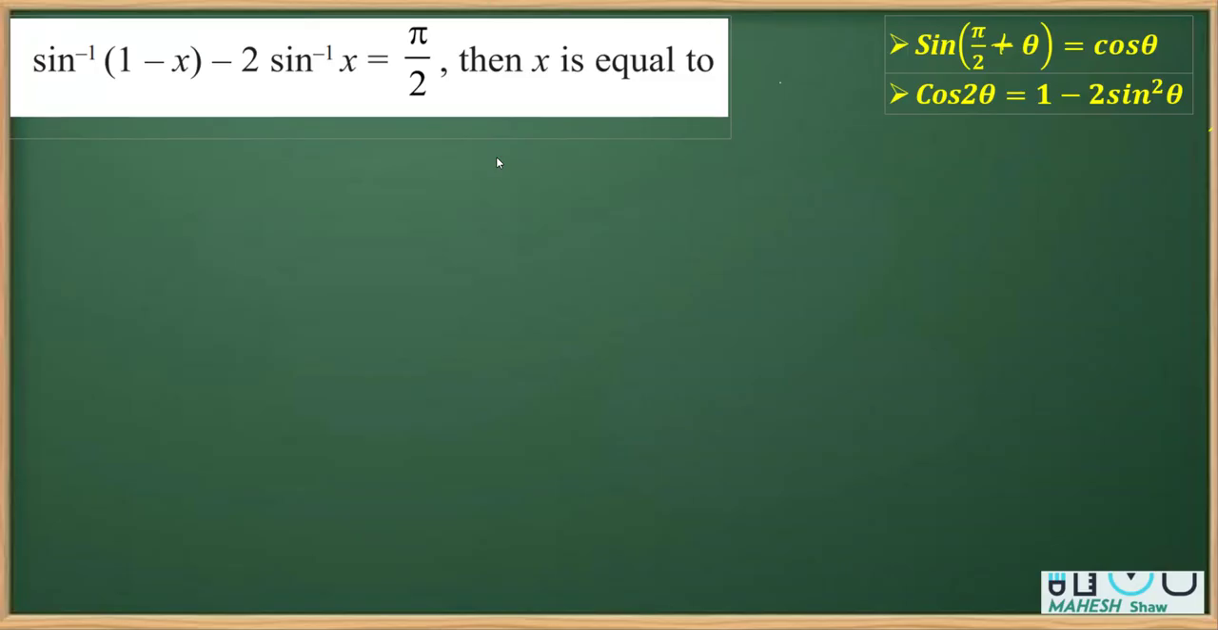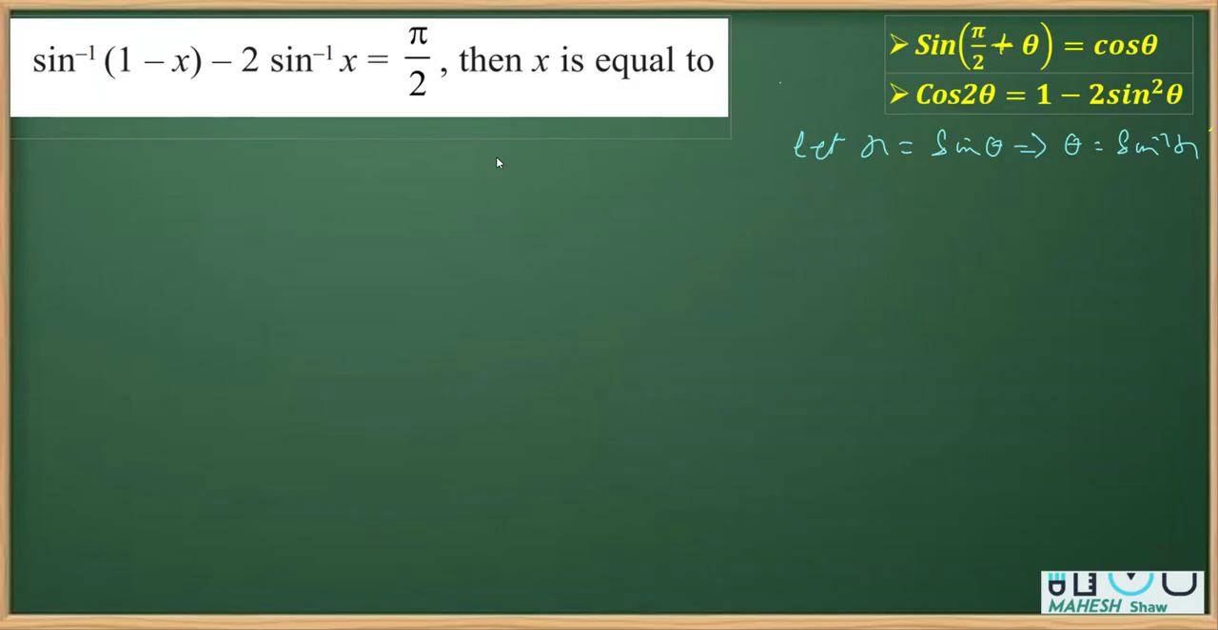I've taken one question from the textbook, and the question says that if sine inverse (1 minus x) minus 2 sine inverse x is equal to pi by 2, then we have to get the value of x. Now, in order to solve this, the first thing that we do is, let's say, I replace x with sine theta. If I do so, this implies theta is equal to sine inverse x.